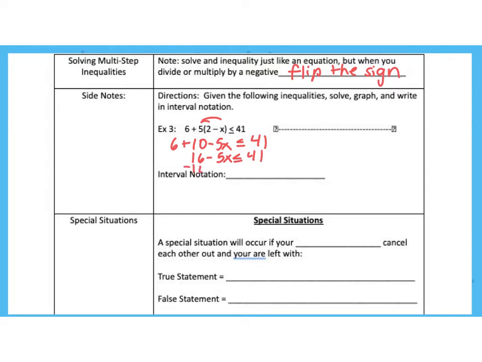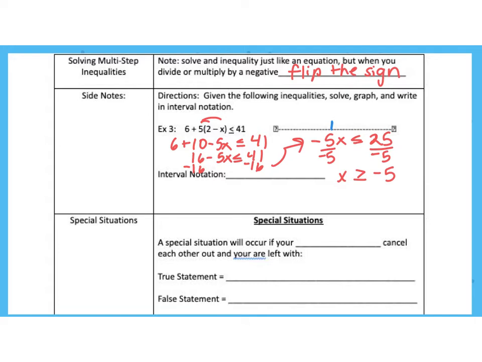I know I need to subtract the 16 on both sides. 41 minus 16 is going to be 25. I'm going to move over here just so I have a little bit more space. So I'm left with negative 5x is less than or equal to 25. Last step, I have to divide, right? But this is a negative number, which means I have to flip the sign. 25 divided by negative 5 is negative 5. And that's my answer.